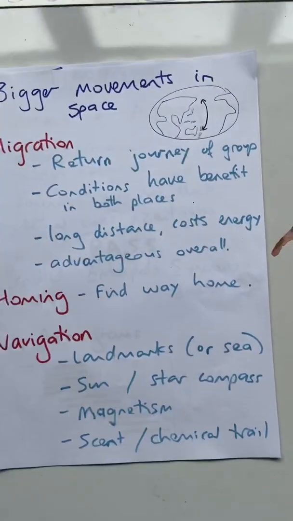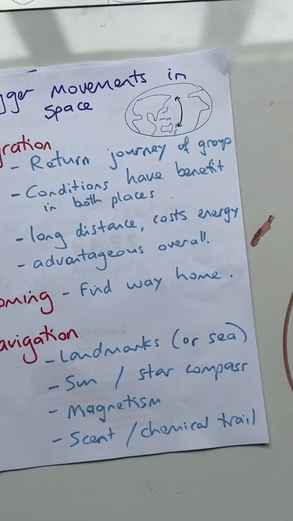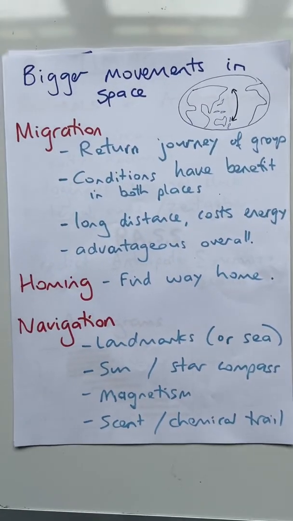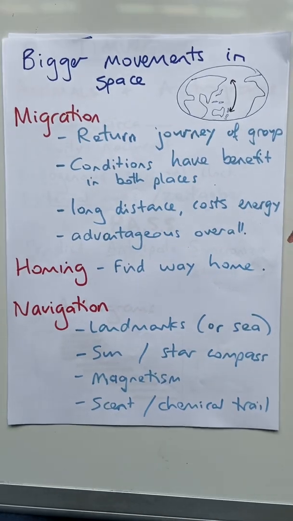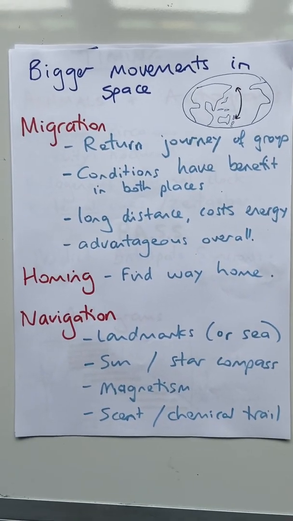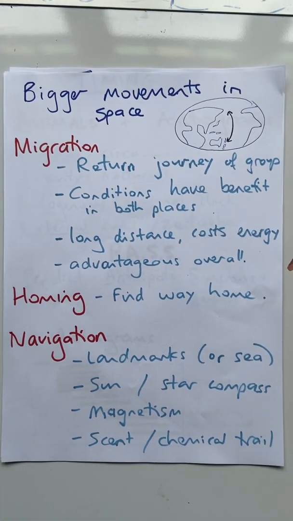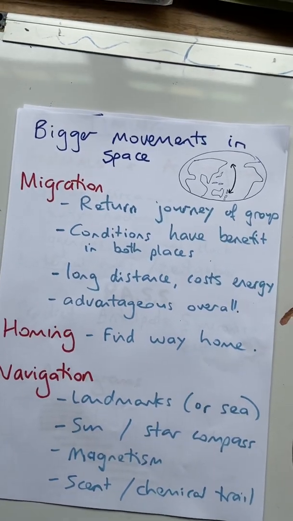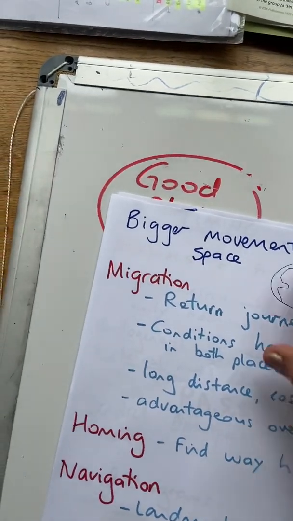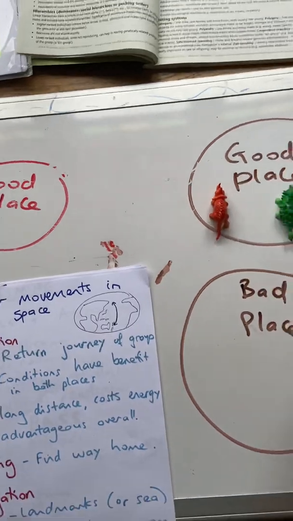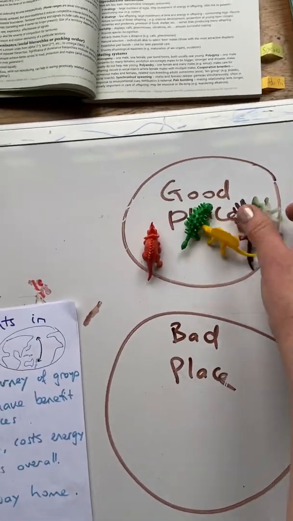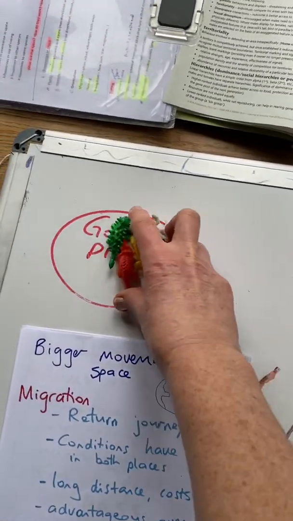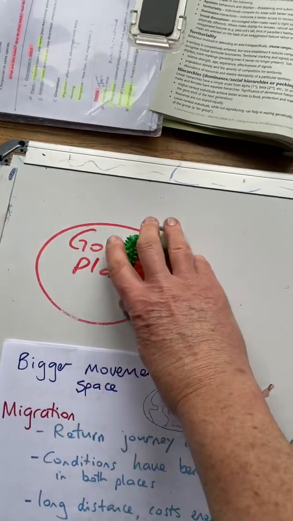Great, so that's all the movements, the small movements, and now there's a little bit more for orientation in space, which is the bigger movement: migration, homing, and then how they do that with navigation. So migration is when we have a whole population of animals, and this time they're going to move from a good place to another good place in a group, and then back again.